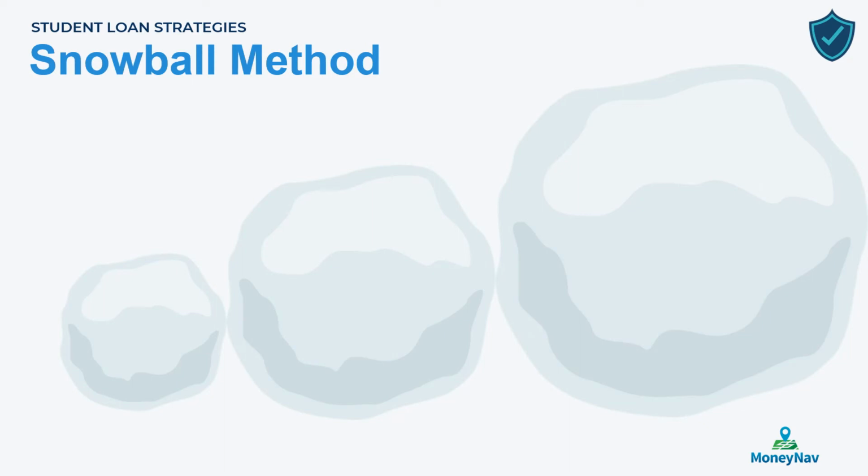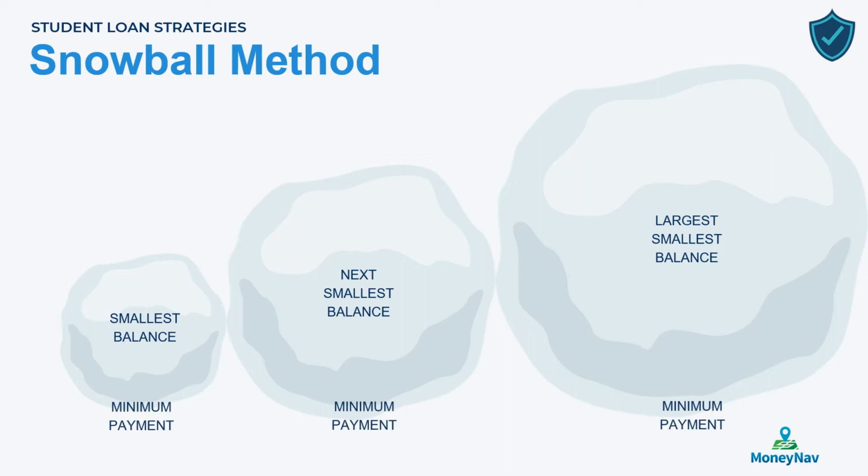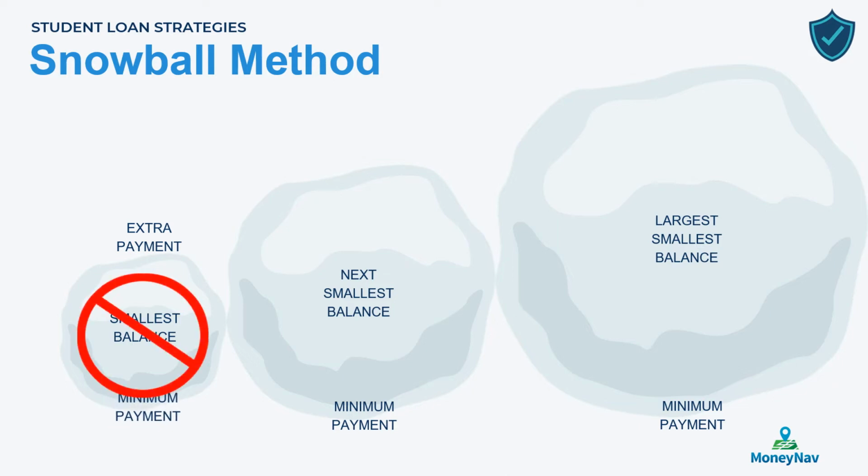In the snowball method, you pay off your smallest debt first, which is great for folks who are motivated by small victories or checking things off of a list. Organize your debt balances from smallest to largest. Make the minimum payment on each debt. Then make an additional payment on the smallest balance. When you pay off that debt, add its minimum payment and the extra payment to the next smallest balance.